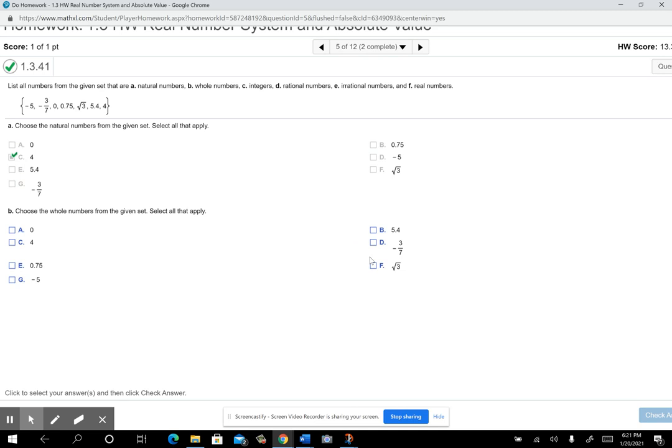Okay, that one says choose which of the numbers from that set, and they've got them all listed, and you just click on all the whole numbers. So 0 is a whole number, so is 4, but that's it from that list.